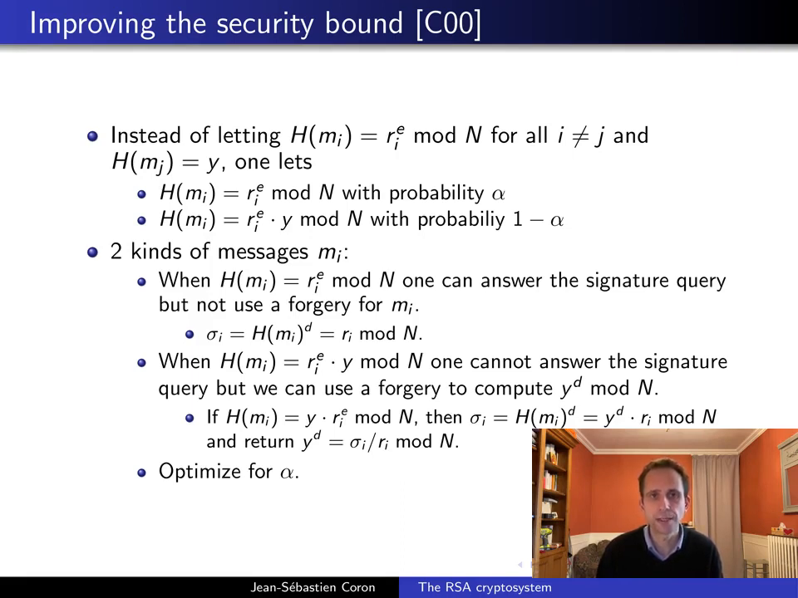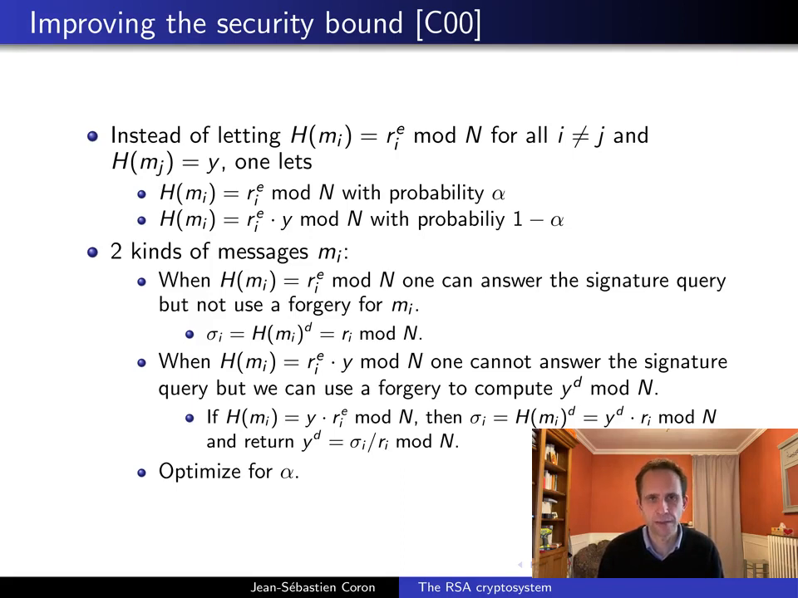And now we see that there are two kinds of messages mi. In the first class, the hash of mi is equal to ri to e modulo n. So we know the corresponding signature, which is ri. So we are able to answer the signature query from the adversary, if the adversary queries the signature of mi, because the signature sigma i is h of mi to d, which is ri modulo n. And there is the second class of messages, which is when h of mi is equal to ri to e times y. So when we use the challenge y, in that case, we don't know the corresponding signature.